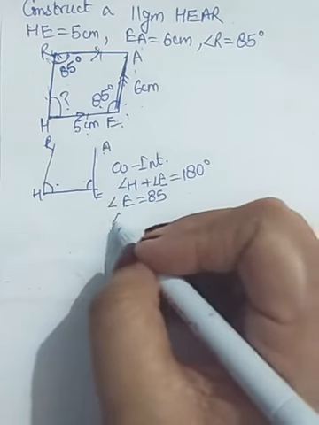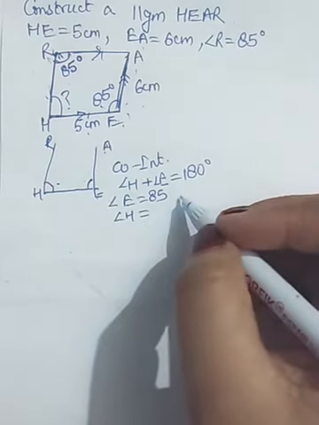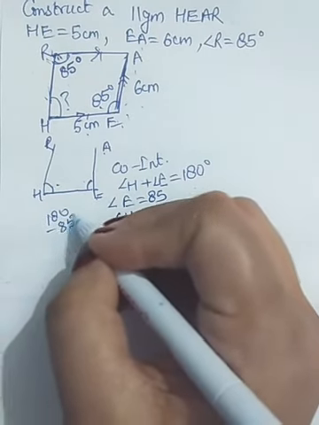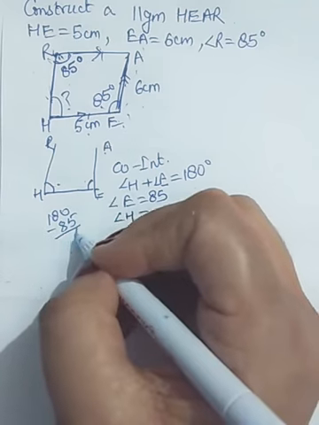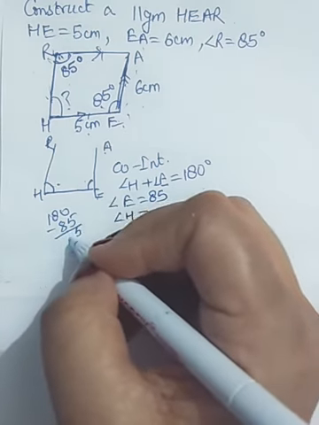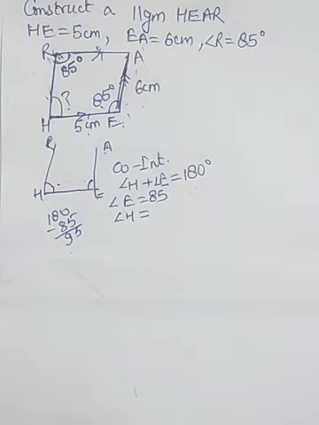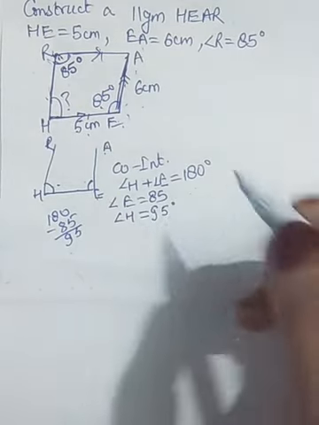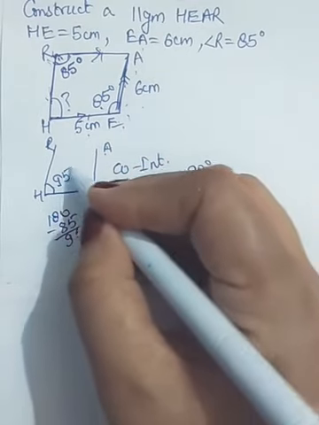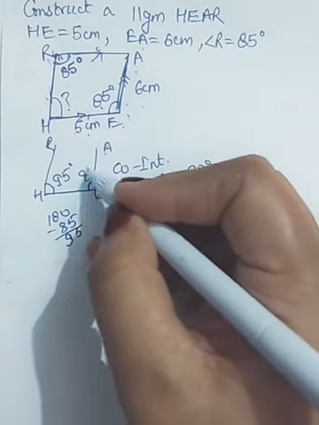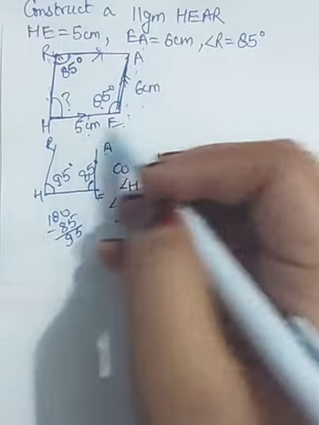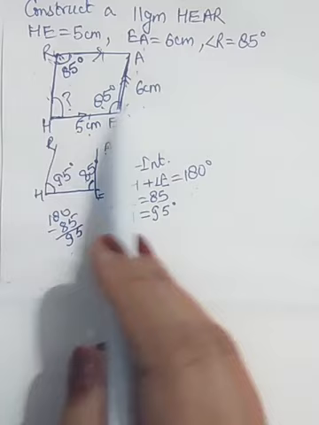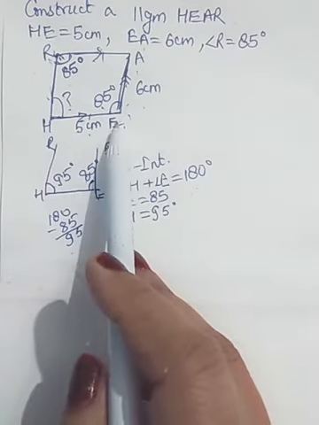from here we can find angle H: 180 minus 85. 10 minus 5 gives you 5, and 17 minus 8 gives you 9. Angle H is 95 degrees. So we got angle H 95, angle E was already 85. So we can now construct the parallelogram knowing the two base angles and the common side HE.